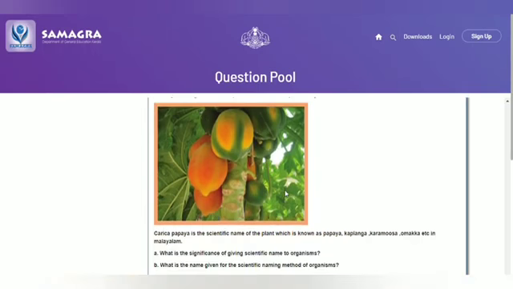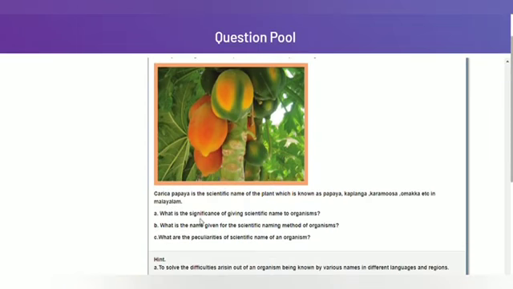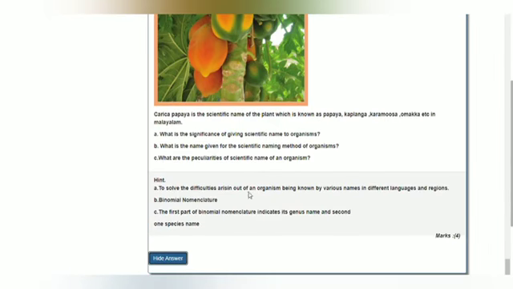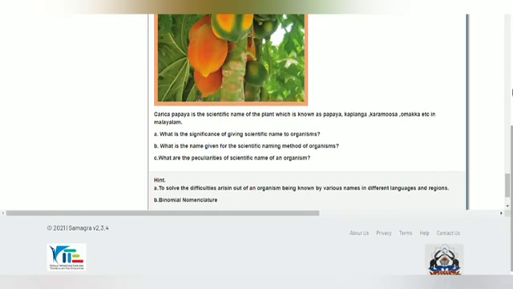Analyze the figure and description. It is Carica papaya, the scientific name of the plant known as the papaya. Then, the significance of giving scientific names to organisms: to solve the difficulties arising out of the organism being known by various names in different languages and regions. Then, what is the name given for the scientific naming method? That is binomial nomenclature. What are the peculiarities of a scientific name? The first part of the nomenclature indicates the genus, and the second one is the species.